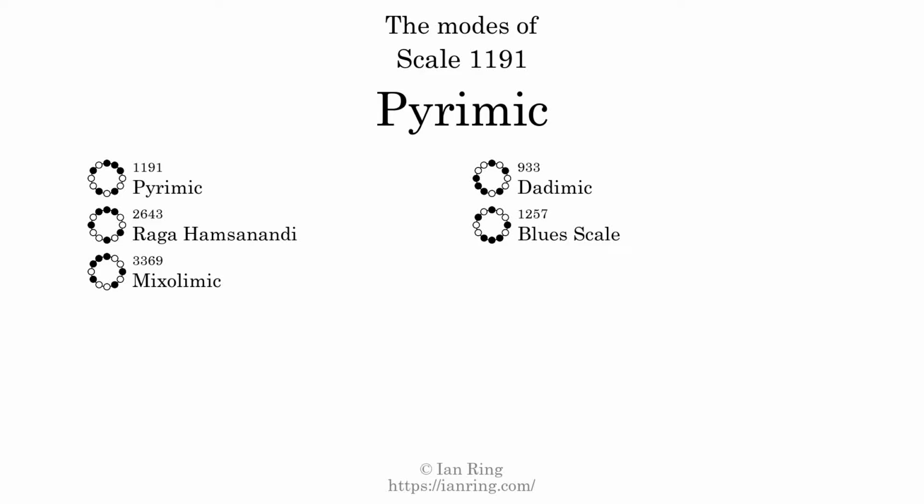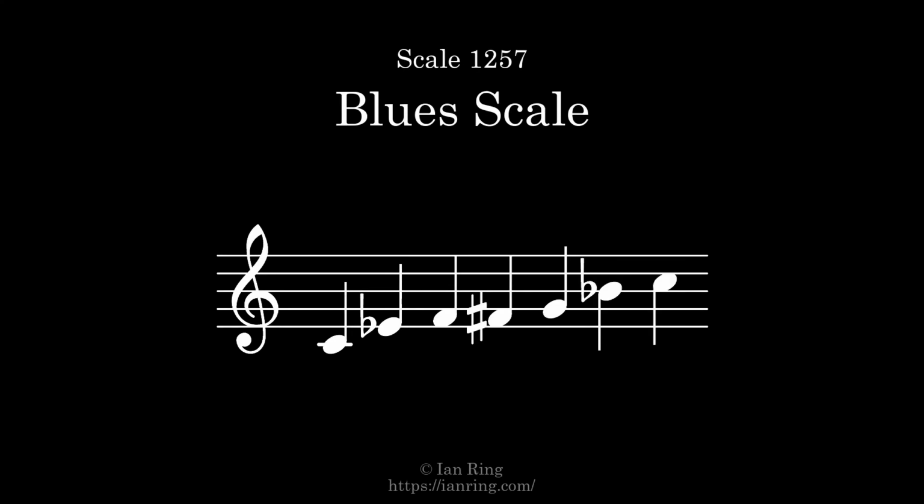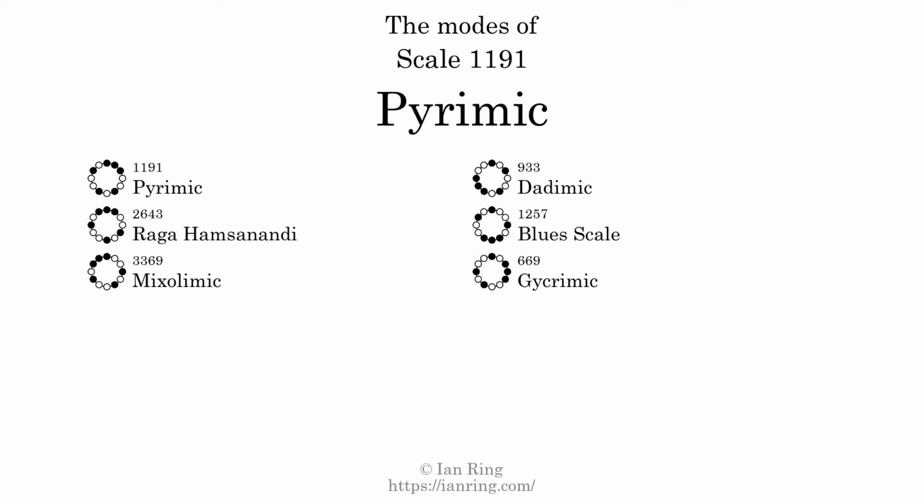The fifth mode is scale 1257, also known as Blue scale. It sounds like this. The sixth and last mode is scale 669. Also known as Jacrimic. It sounds like this.